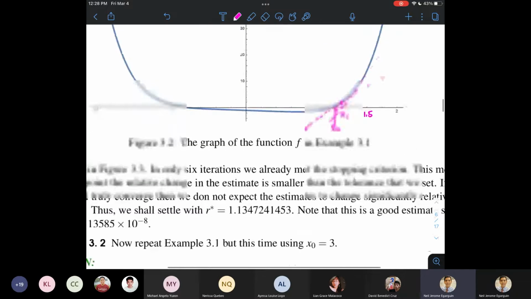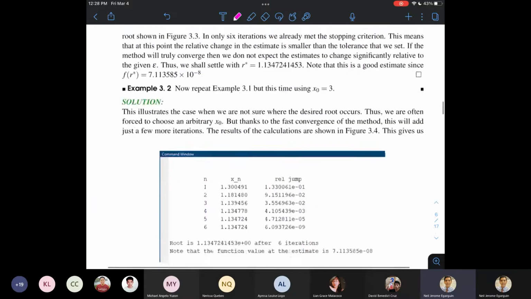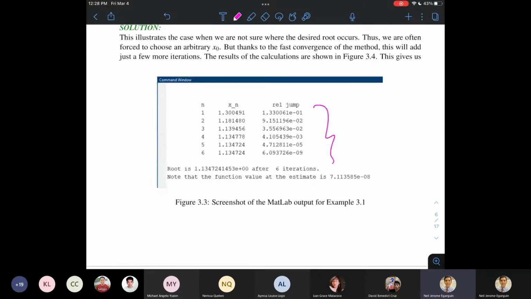And if you will implement it in MATLAB pala yung ginamit ko. Okay. It only took 6 iterations before the stopping criterion is met. So 6 na iterations. So dun nga sa pang-5, 4.7 times 10 to the minus 5 na yung wait. Ang ginamit ko pala rito ay relative jump. Sorry. Let me see.